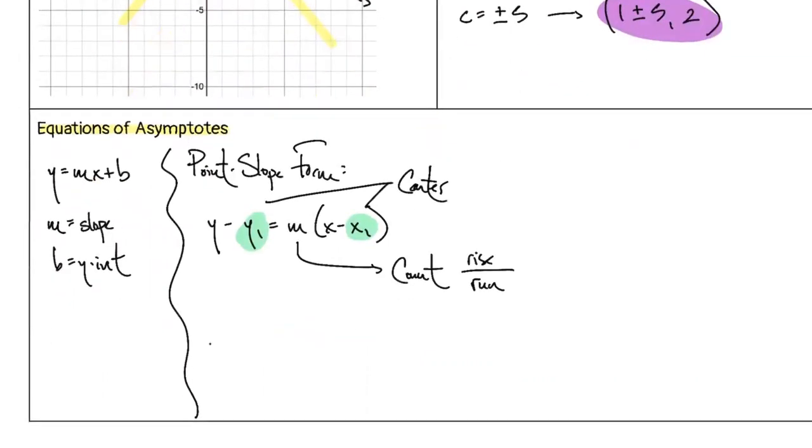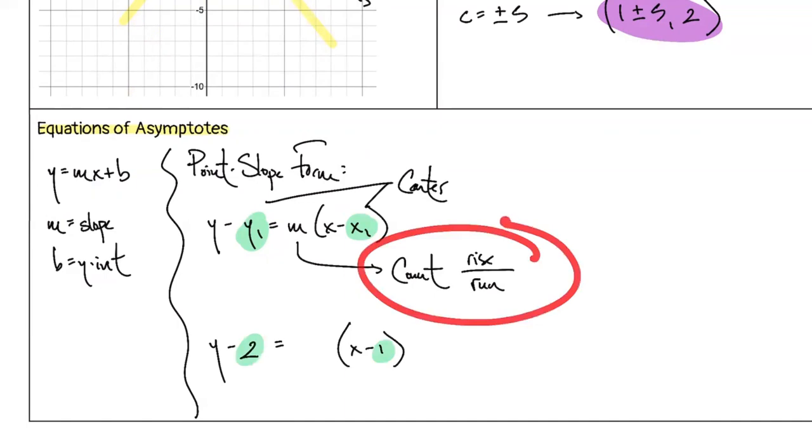So let's plug in our y1. We're going to leave a space for the m and then x minus x1. So I've plugged in the x value of my center, the y value of my center. The only thing I need to put in here now is my slope. And the slope, I'm going to scroll back up and we're going to count the rise over run from our diagram.